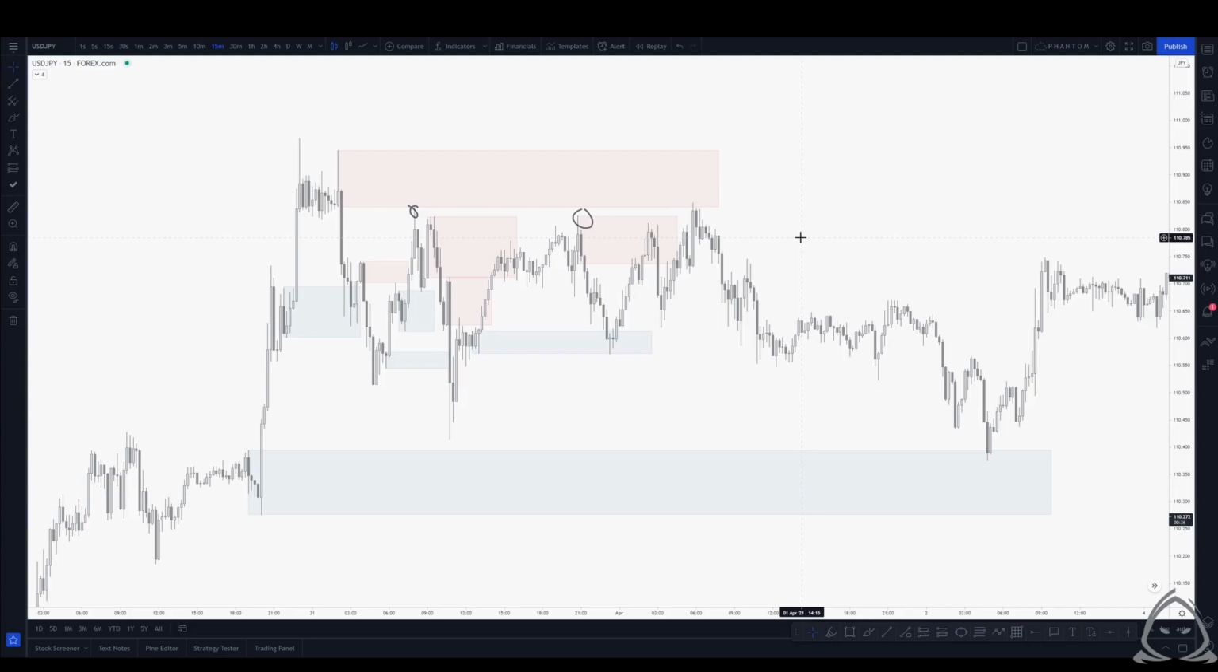And one thing that I recommend doing after you've completed this exercise of just simply mapping out supply and demand zones, again, don't worry about what happens to the supply and demand zones. Just worry about mapping them out and understanding the order flow and understanding what's actually happening from a candle to candle basis.